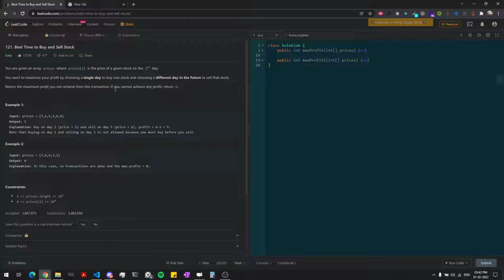So what's said in the question? We have been given an array which contains the prices of a given stock for the ith day. We need to find the maximum profit that we can gain by buying and selling the stock only once. So how can we gain a profit? We can gain it by buying a stock at the minimum price and selling the stock at the maximum price, right?